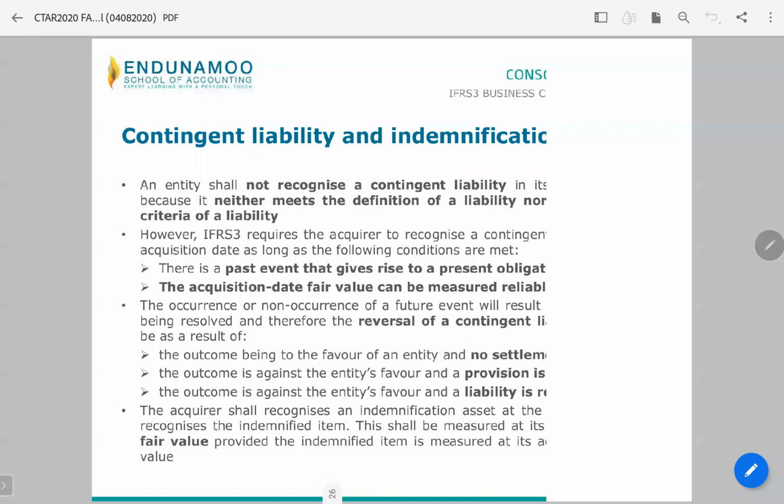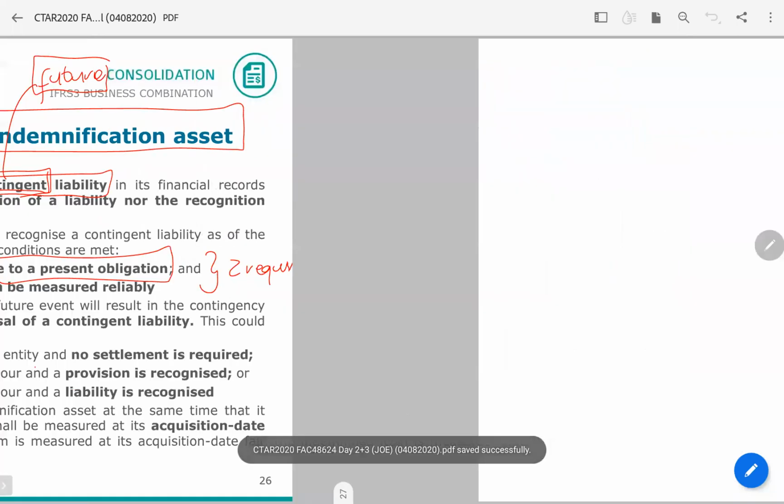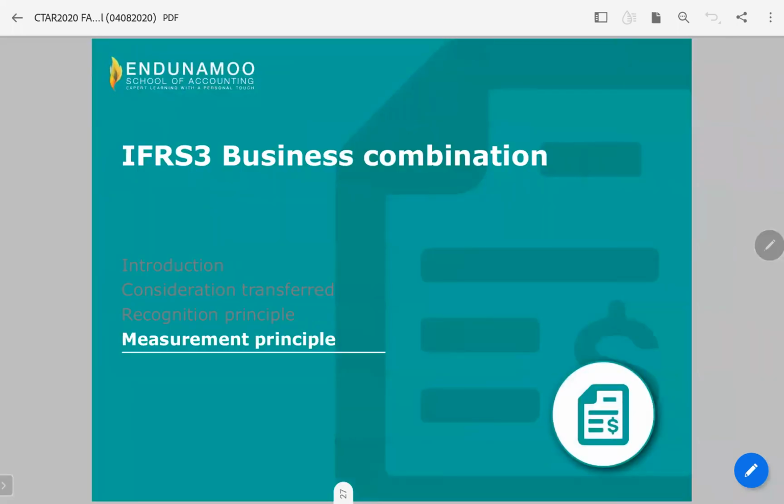So the last principle of IFRS 3 is the one relating to measurement. CTA level 1 students will appreciate that when they look at their test for last year, or the exam for last year, it actually spent a bit more time looking at the measurement principle. So let's now look at it.